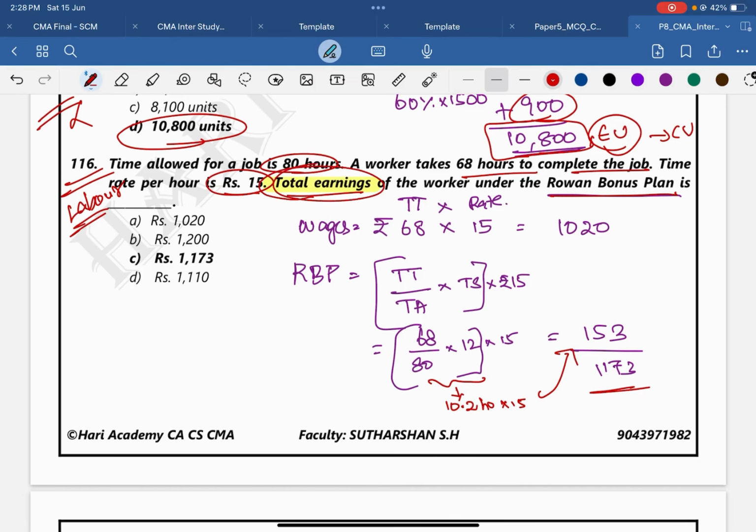So they are asking total earnings. That's the crucial point. Total earnings, you should add the actual wages plus the premium. The wages: he works 68 hours and is paid at 15 per hour. So total it is 1,020.